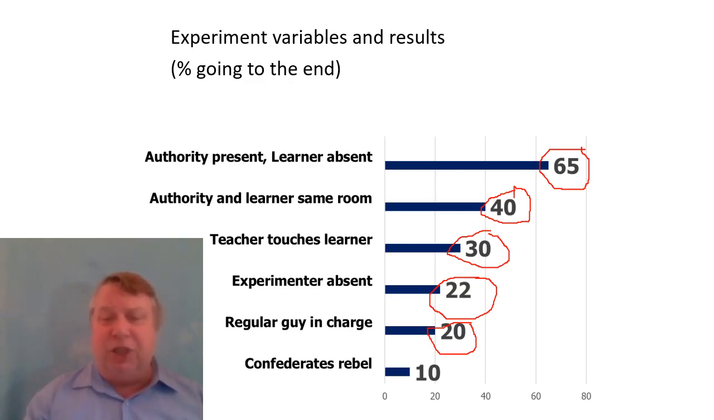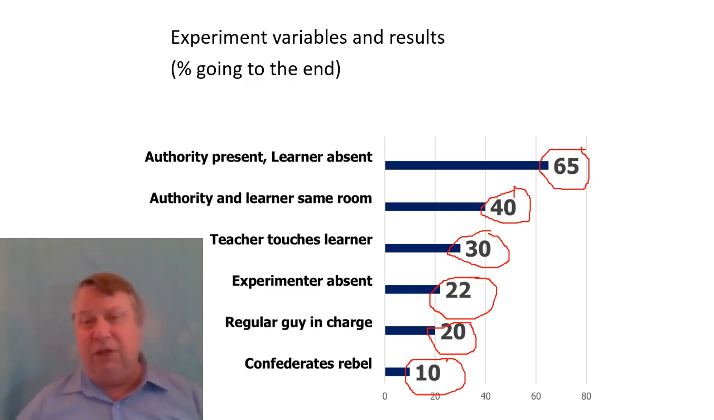And in another condition in which they had 3 people together doing the shocks, if the other 2 people rebelled, then the third person, the subject, almost always rebelled. Only 10% went all the way to the end, which is still kind of amazing when you think about it.